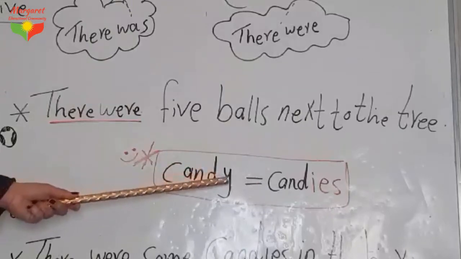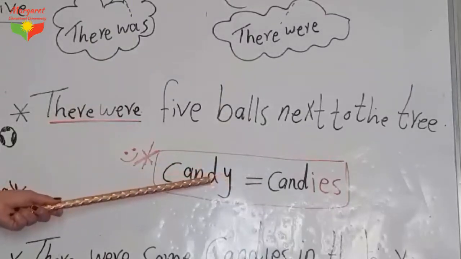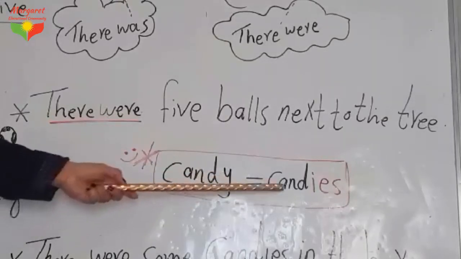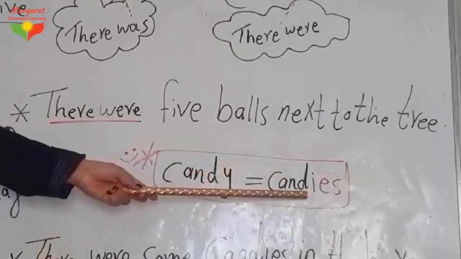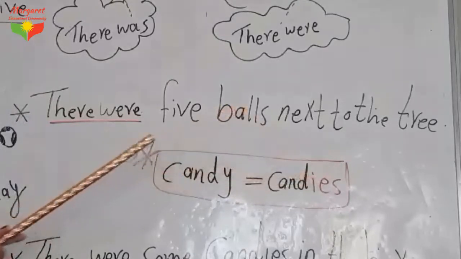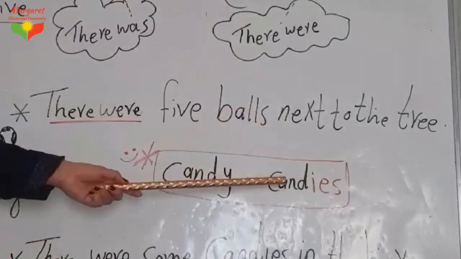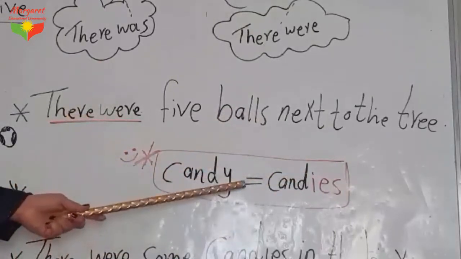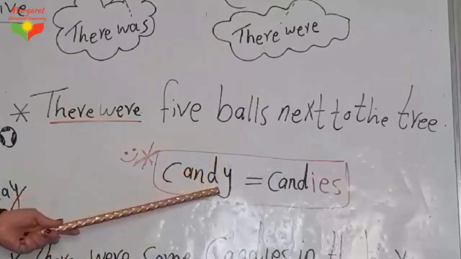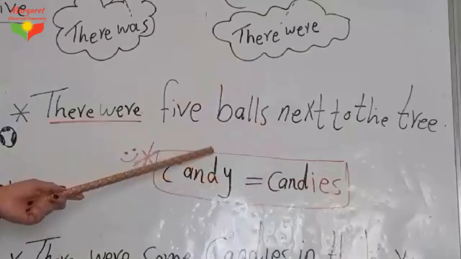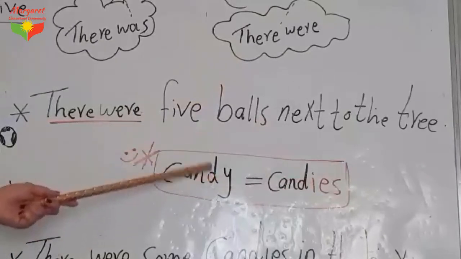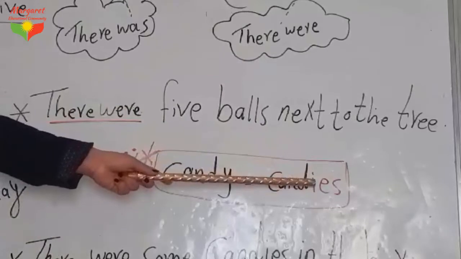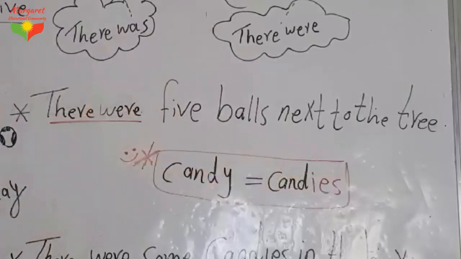But those words which end with Y, if we have a consonant before Y, we should change Y to I. Look, I changed Y to I. Then you have to add ES. So it will be candies. It's the plural form of candy. So, there were some candies in the box. Why did we change to I? Because we have D, and D is a consonant letter. So then we should add ES to change it to a plural noun. Okay? It's about there were in the past time.